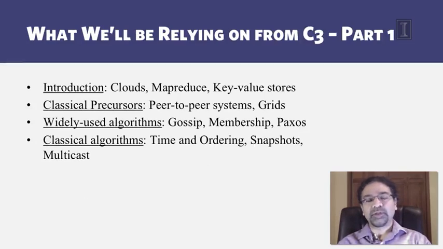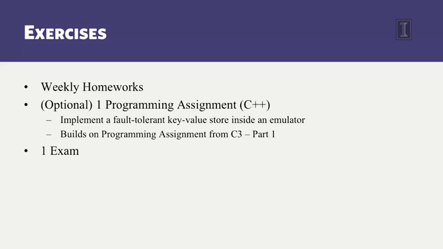What we'll be relying on from C3 Part 1 includes classical precursors, information about the widely used algorithms and classical algorithms that underlie cloud computing systems, things that you've already learned in Part 1, as well as knowledge about MapReduce and key value stores that you've seen in Part 1.